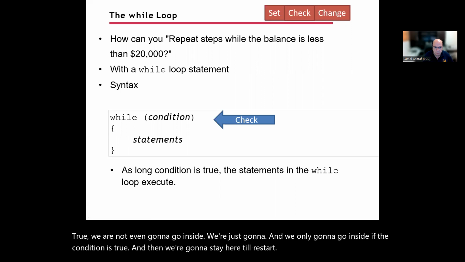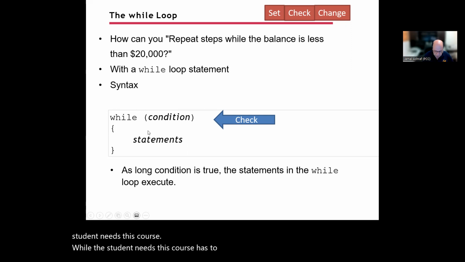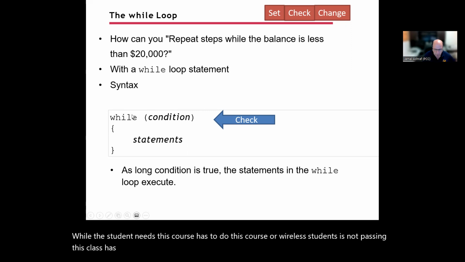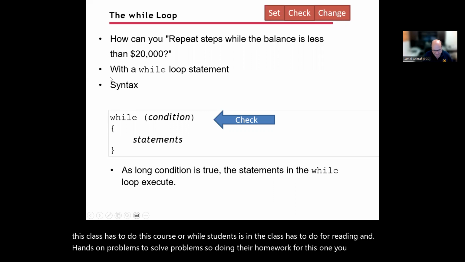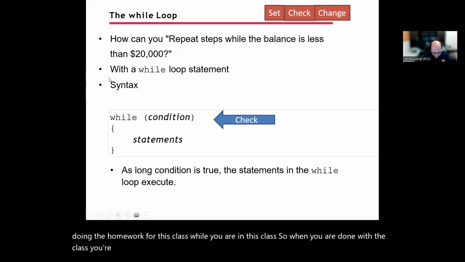So a student needs this course. While the student needs this course, has to do this course. Or while a student is not passing this class, has to do this course. Or while a student is in the class, has to do reading and hands-on problems, solve problems. So doing the homework for this one. You're going to keep doing the homework for this class while you are in this class. So when you are done with the class, you're not going to do the homework for this class.